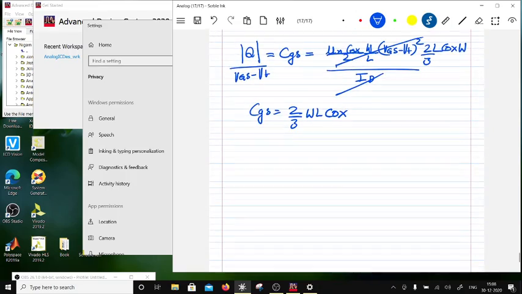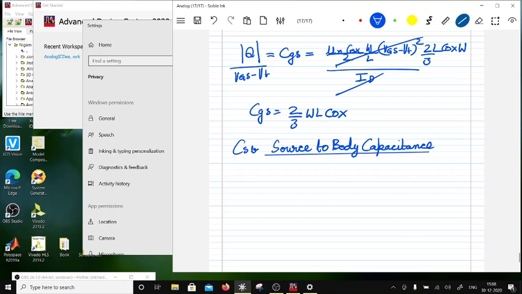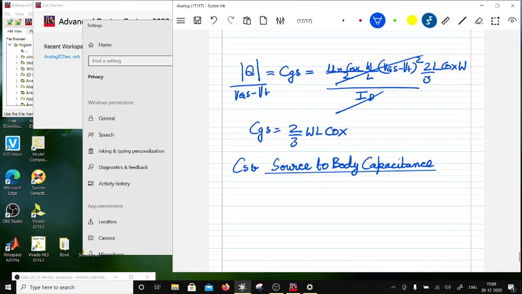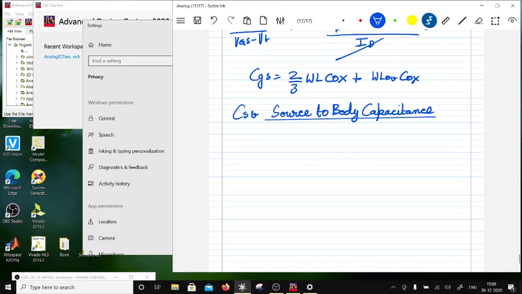Now there are 2 more capacitances left, which are because of PN junction, right? So one component is CSB. This will be source to body capacitance. Okay, so this source to body capacitance is going to be given by, so in this case CGS, I'll add one more, sorry, before I leave. It will be WL overlap COX. So this will be CGS.